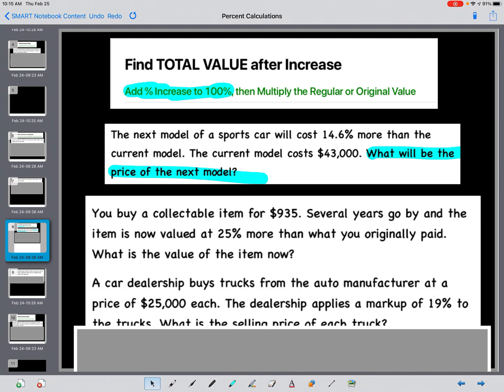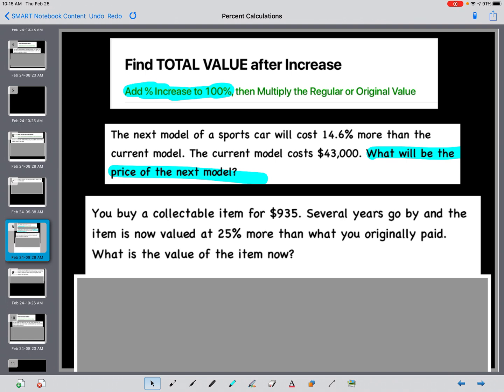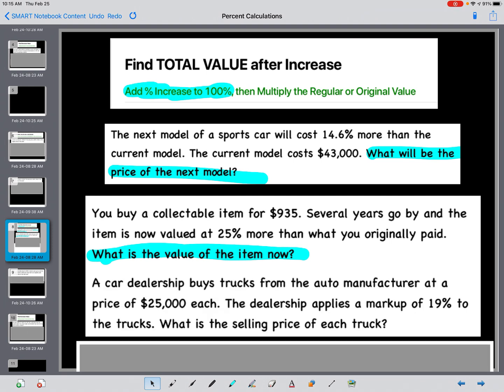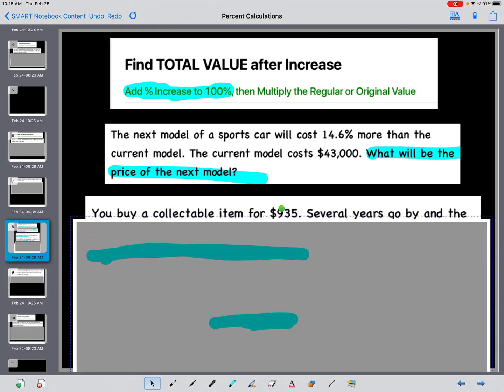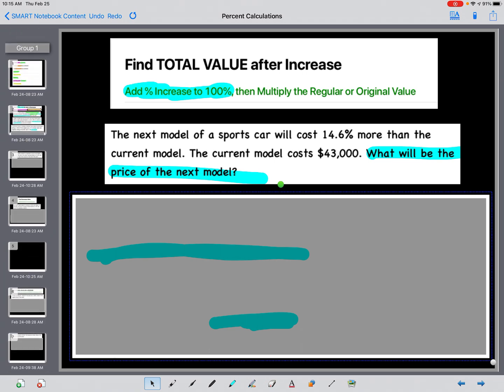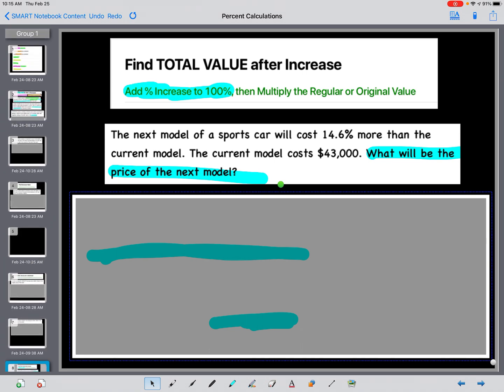Some more examples here of what they look like. This one asks, what's the value of the item now? That's a total value. This one asks, what's the selling price? Again, that is a total value, selling price. It doesn't ask anything about what's the markup or what have you. So be on the lookout for those things in total value. So that's one calculation that we've gone over.